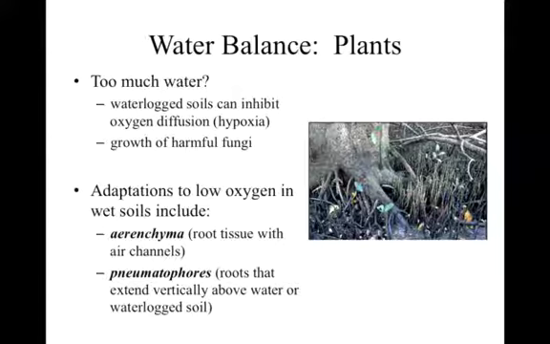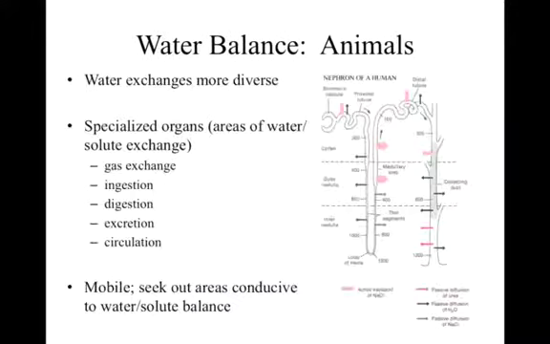Particularly, it's harder to deal with the harmful pathogens, but they can deal with the low oxygen levels. One thing, they can develop aerenchyma, which is root tissue with air channels, and that allows the air to get into the roots. They can also develop pneumatophores, which are roots that extend vertically above the water or above the waterlogged soil. And so you can see right here, these are pneumatophores, and the soil is too damp to get enough oxygen into the roots, but the roots come up above that damp waterlogged soil and they get the oxygen directly from the air.